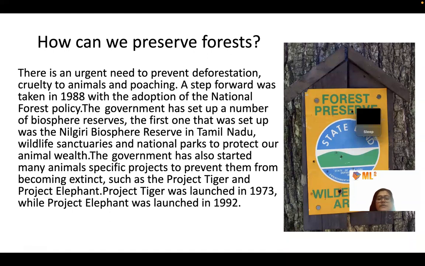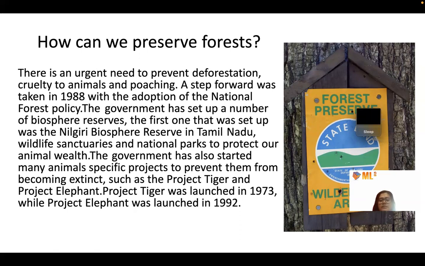Now, there is an urgent need for us to prevent deforestation, cruelty to animals, and poaching. What is poaching? The illegal killing of animals for human needs. Suppose we kill an elephant, we will be killing it for its tusks, which are made up of ivory, which is very precious. And we need to stop these in order to conserve the lives of the wildlife as well as the flora and fauna and the natural vegetation of a certain place.